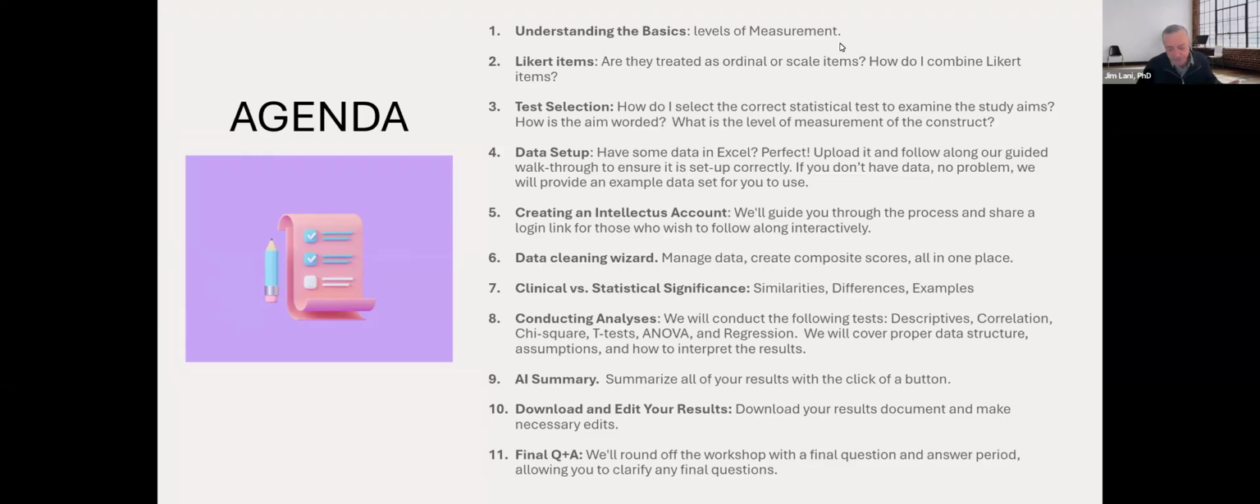With any kind of data analysis, you have to understand levels of measurement. We'll talk about Likert type items. There's a little bit of confusion about those, if they're scale or ordinal. How do I select the test? How do I arrange my data? How do I create an account? Look at the chat for the link there.